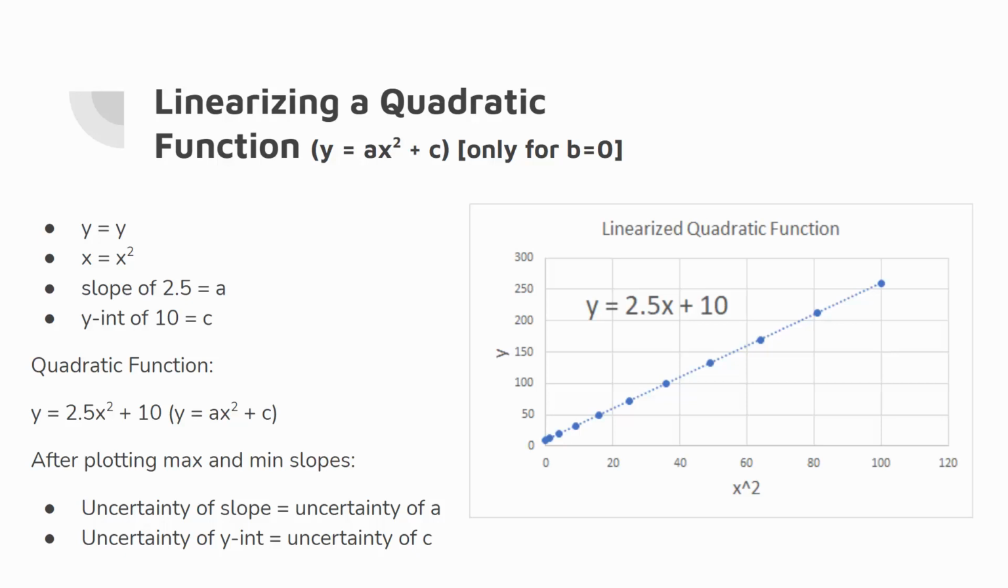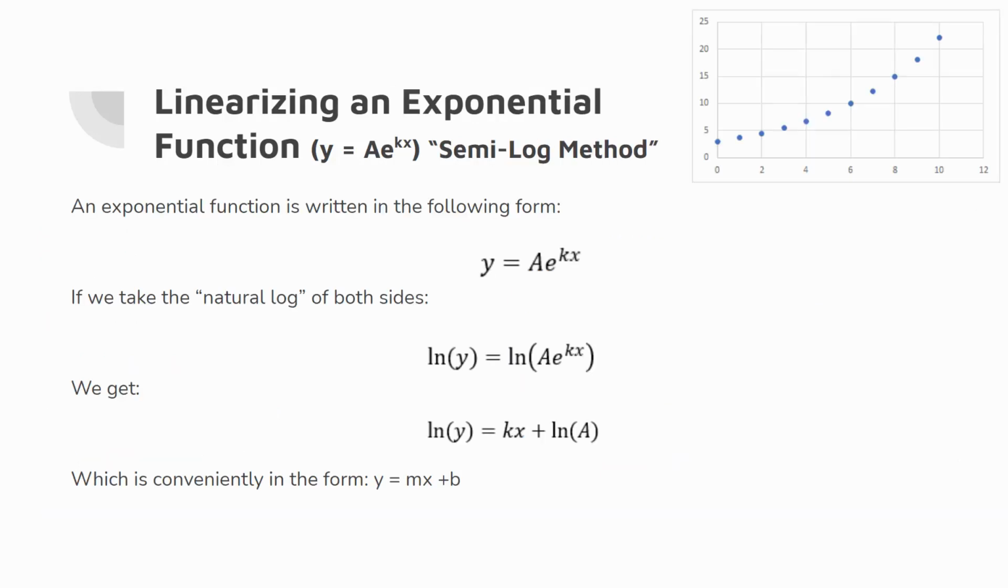Next up is linearizing an exponential function. An exponential function is written in the form y equals a times e to the kx. e is a constant. e is the irrational number e. It's 2.71 something, something, something, I think maybe. It's an irrational number like pi.